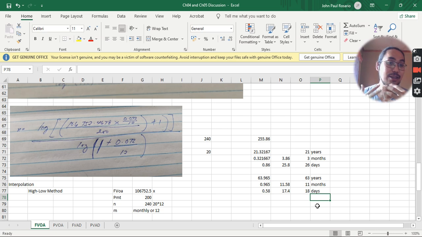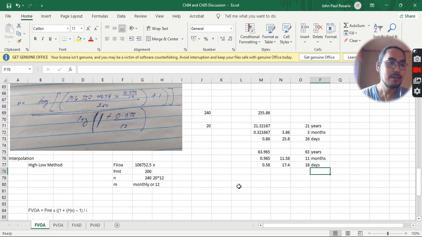So that's how you solve for the term and the number of payments that is required to accumulate to that future value of ordinary annuity. So next is, what if the unknown is your interest or your interest per period, your I. Not your inom yet ha, your I muna tayo. Okay. Actually, what we can solve here is the inom eh.